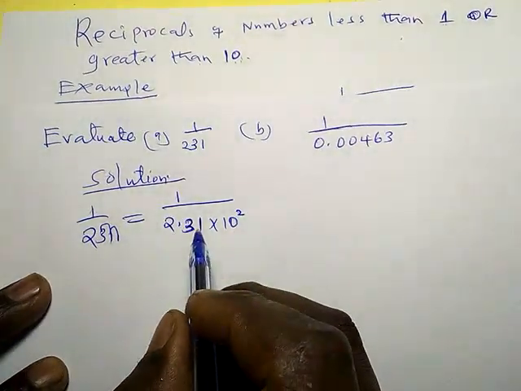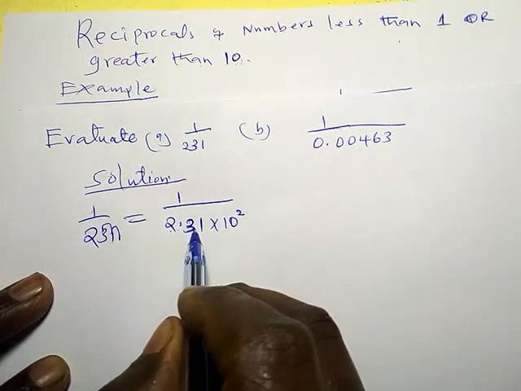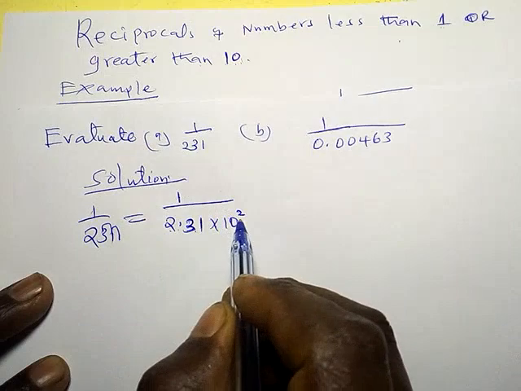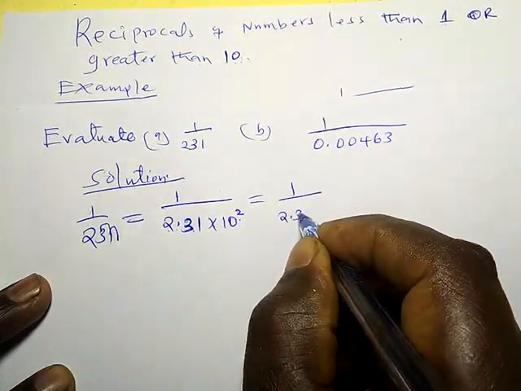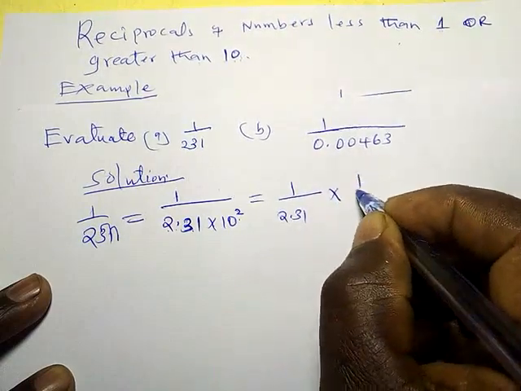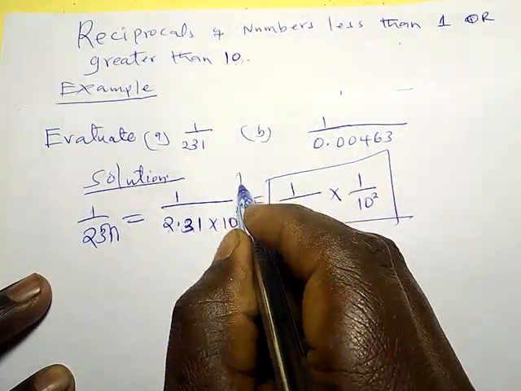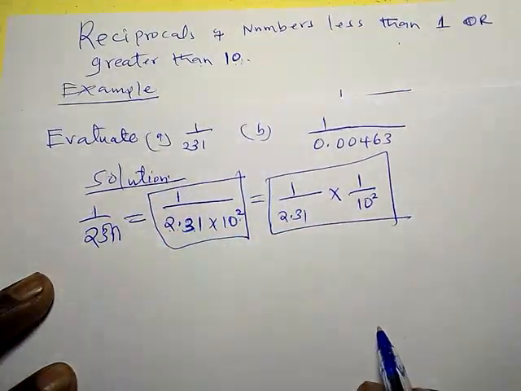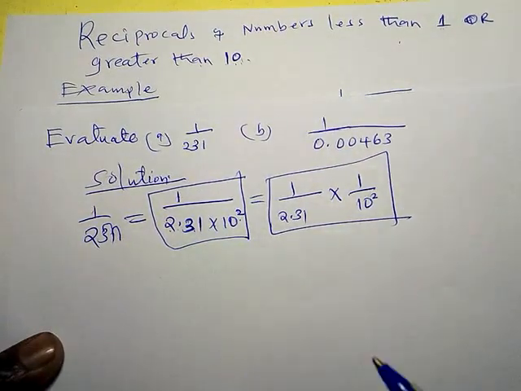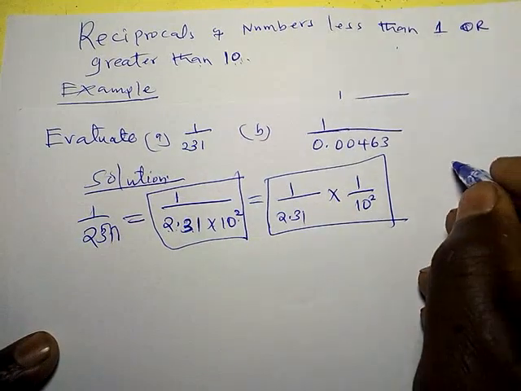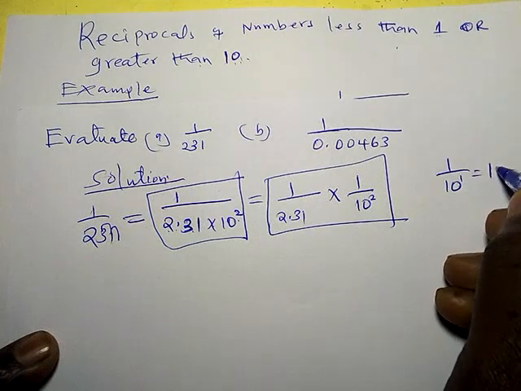Right? Now we get the reciprocal. This 1 stands for everything. This is 1 over 2.31 times 1 over this. So this one is exactly the same as 1 over 2.31 times 1 over 10 raised to power 2. This one and this one is exactly the same because this 1 stands for everything that is in the denominator. And I want you to know that 1 over 10 raised to power 1 is the same as 10 raised to power negative 1.